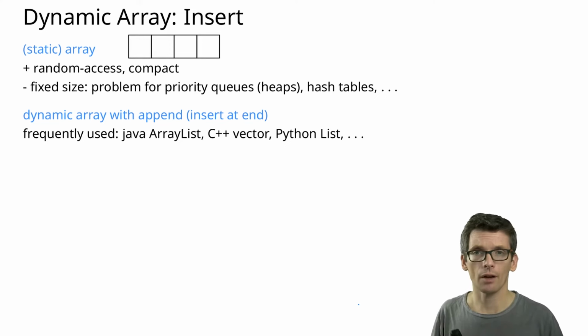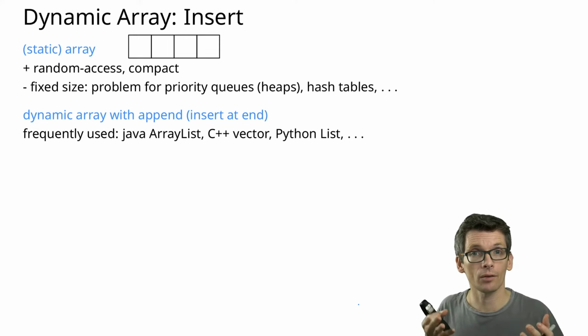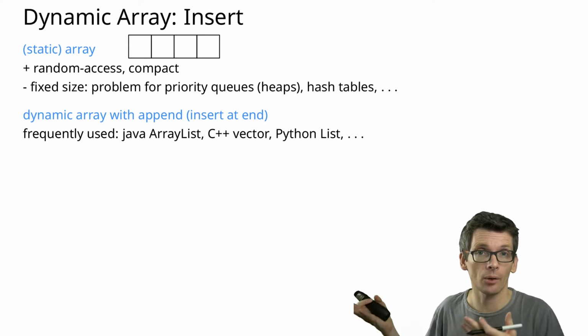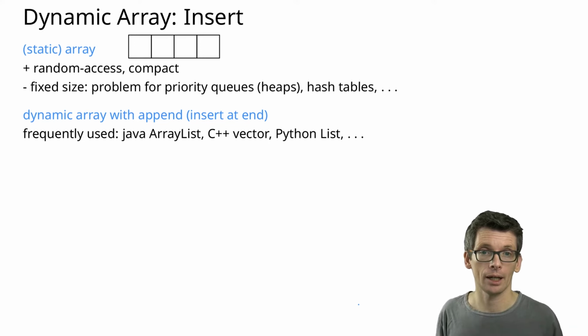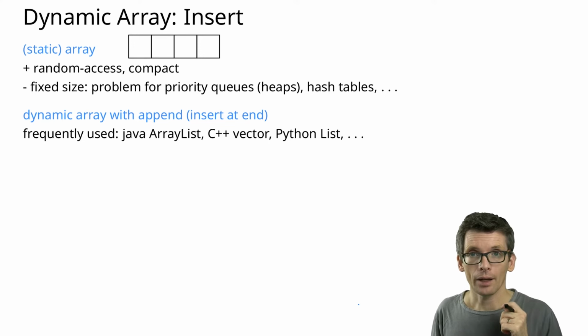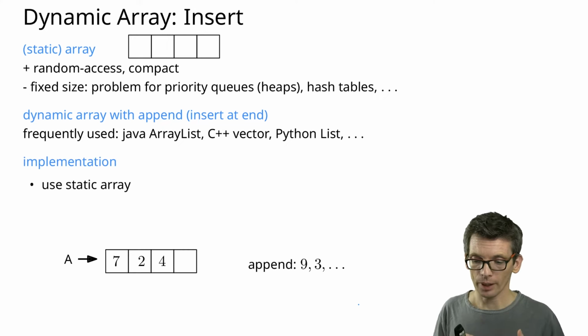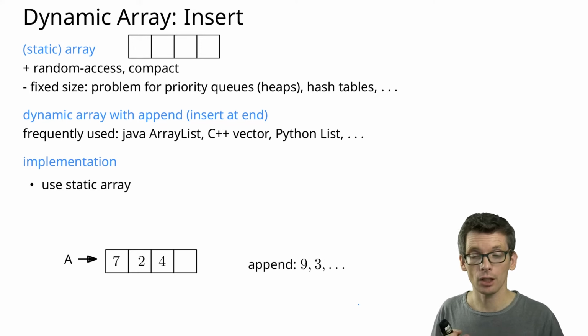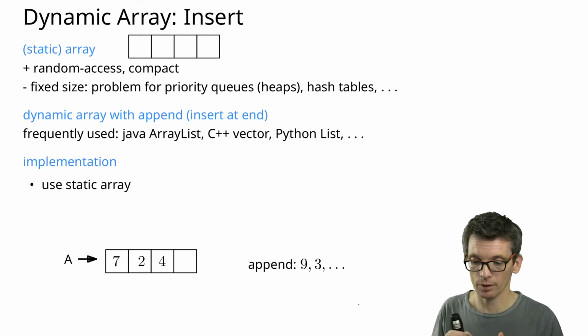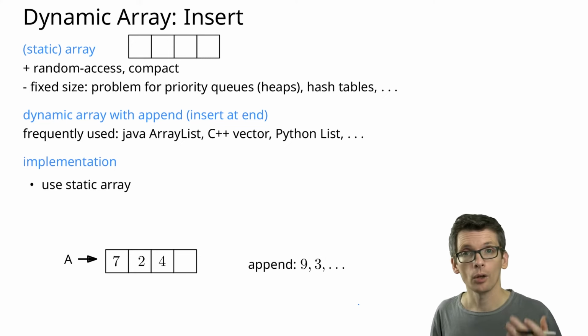And this is something that you have in programming languages and use very frequently. In Java, it's an ArrayList, in C++ a vector, in Python a list. In Python, you don't even normally use a fixed size array at all. You always use a dynamic array. Those are all implemented using a static array in the background with the following idea. Say I have an array which contains 3 elements, and there's space for 1 more, but we want to insert 2 more.